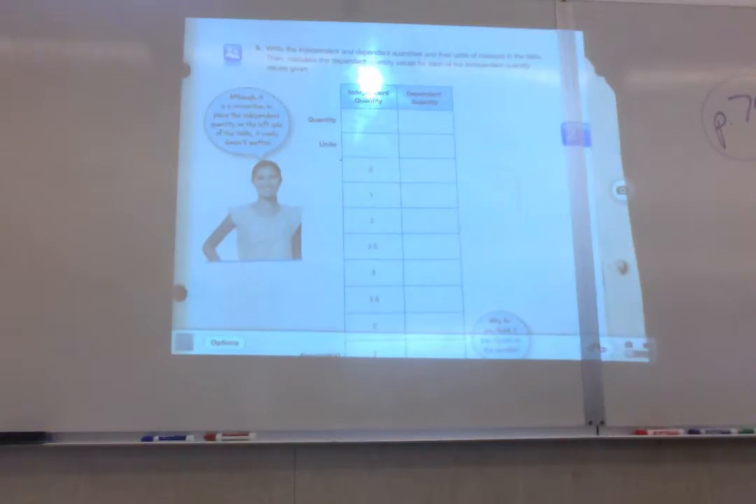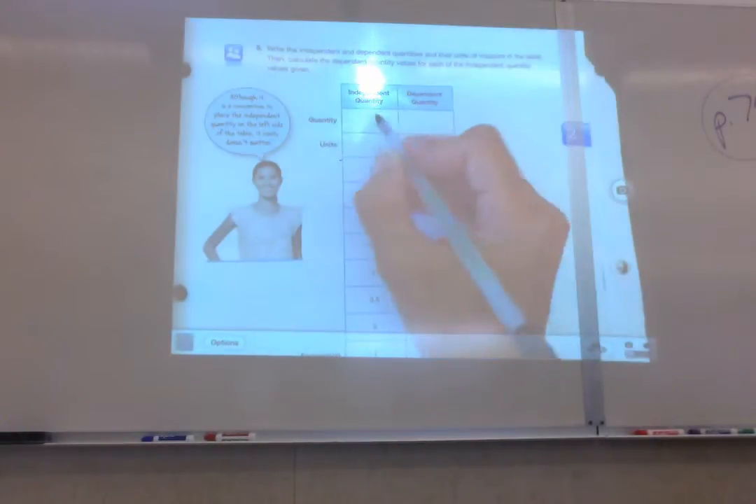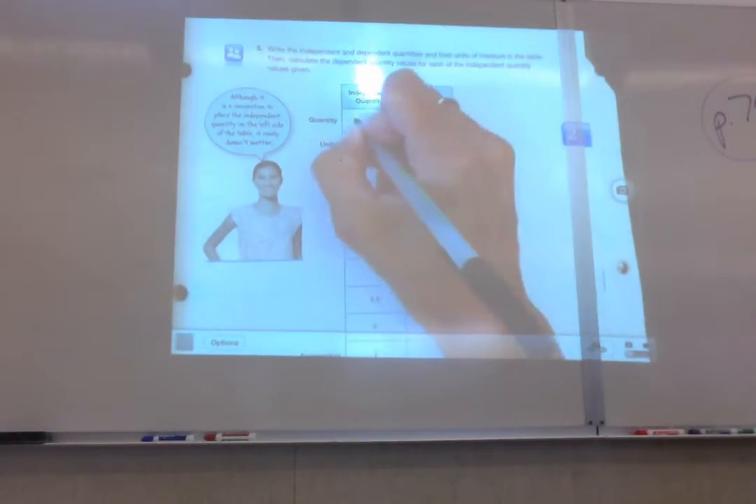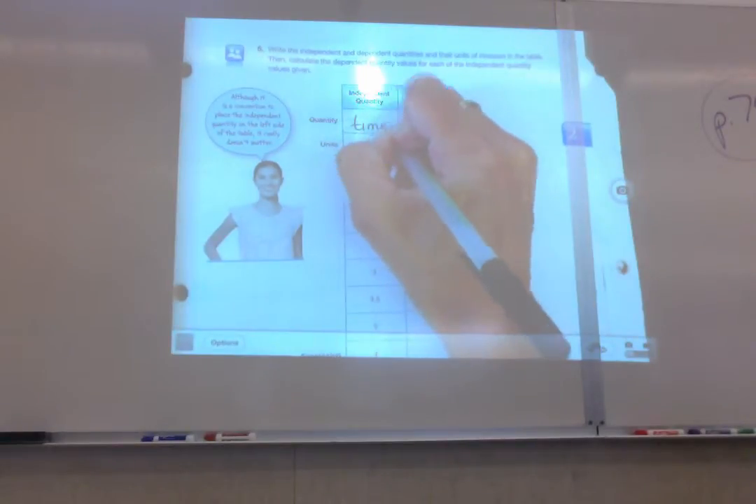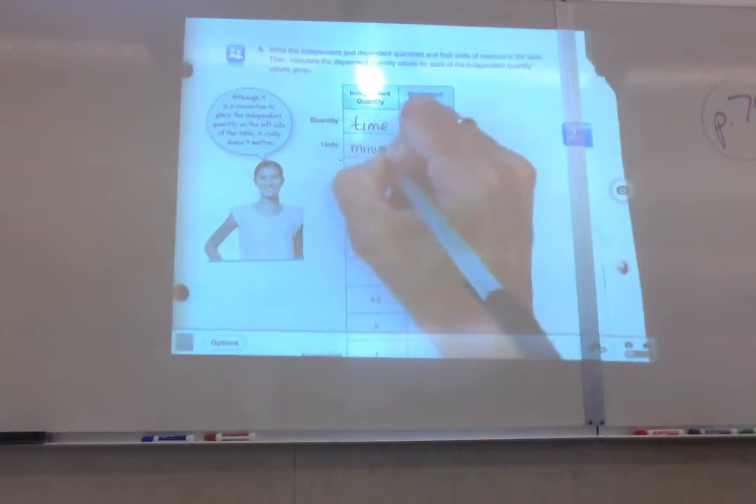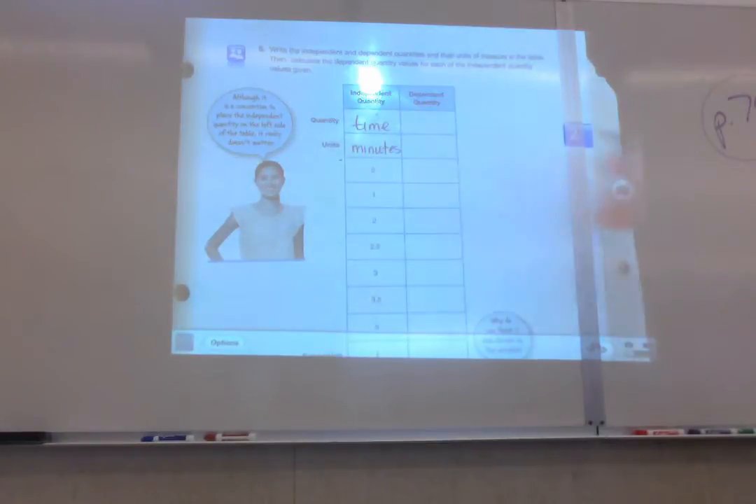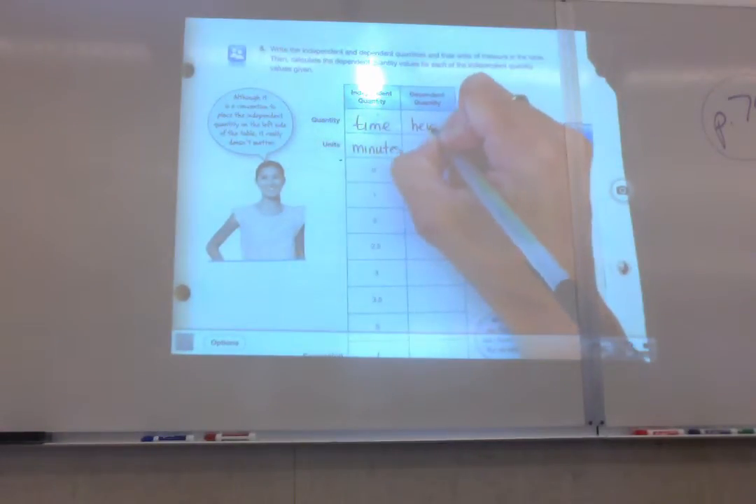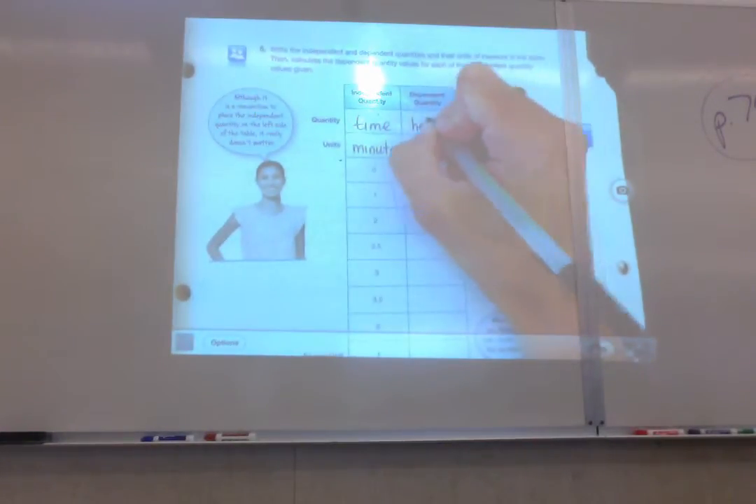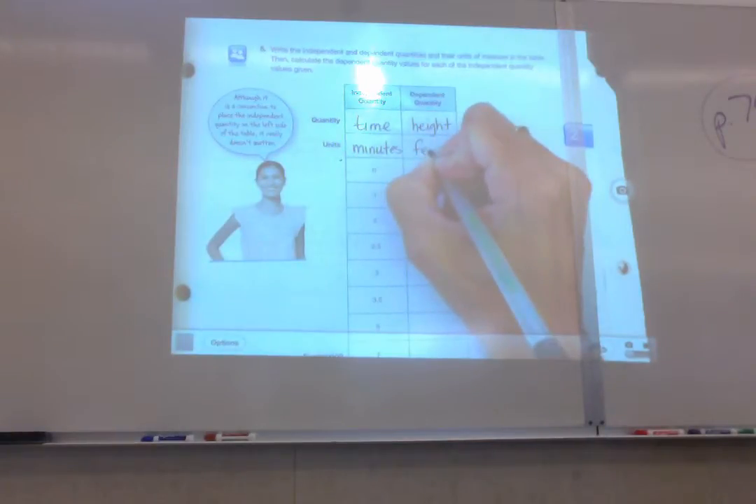Write the independent and dependent quantities and their units of measure in the table. Then calculate the dependent quantity values for each of the independent quantity values given. All right, so let's take a look at this. We already know independent quantity is time measured in minutes. And dependent is height measured in feet.